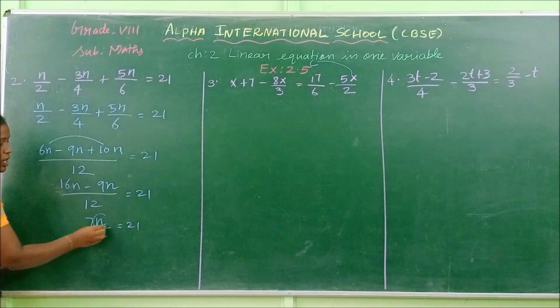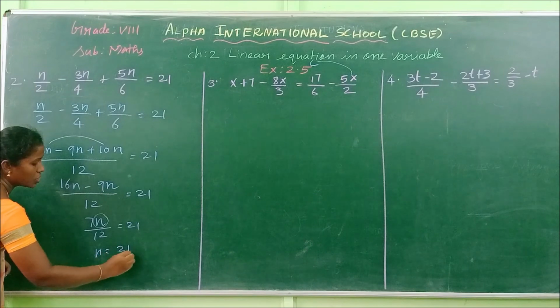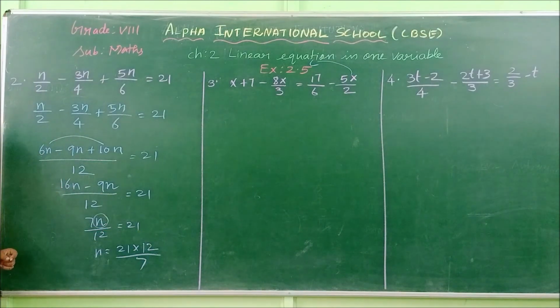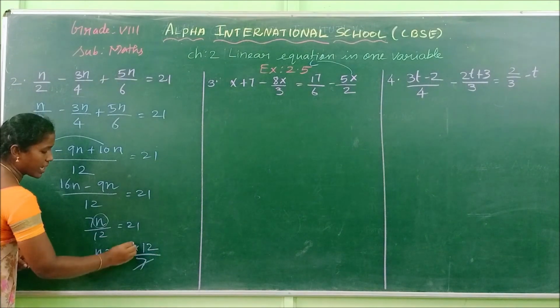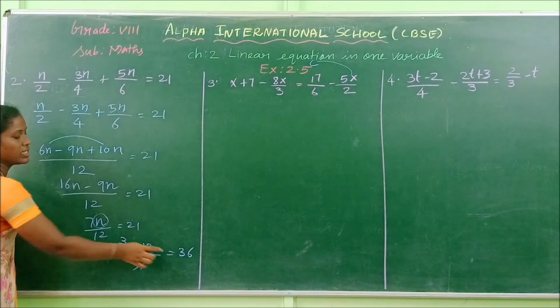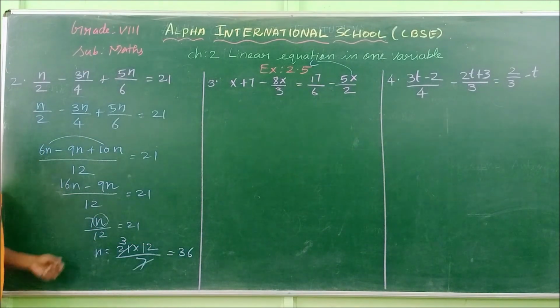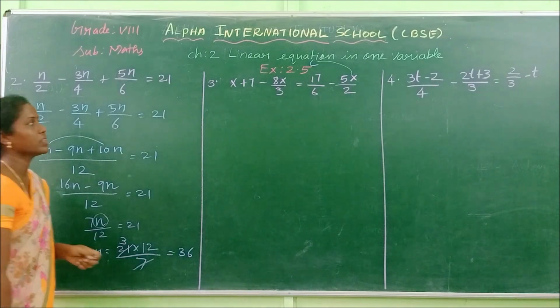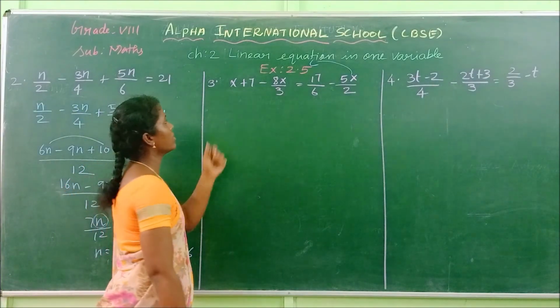But I want only the value of n. So n is equal to 21 into 12 by 7. If you take the number to the other side, 21 into 12 by 7. If you cancel, 3. So the final value is 36, 12 into 3 is 36. Okay, so if it is in fractions, take the LCM and go in order to solve the problem. See the next problem.